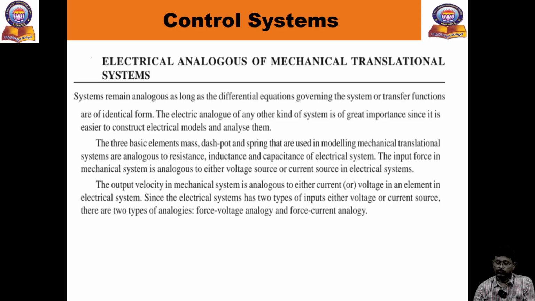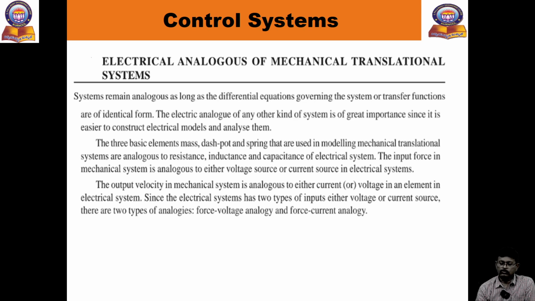What are the basic elements in a mechanical system? Mass, dashpot, and spring. What are the basic elements in electrical systems? Resistance, inductance, and capacitance. You have to replace one with the other. In a translation system you get either force or torque; in an electrical system it may be either voltage or current, right?